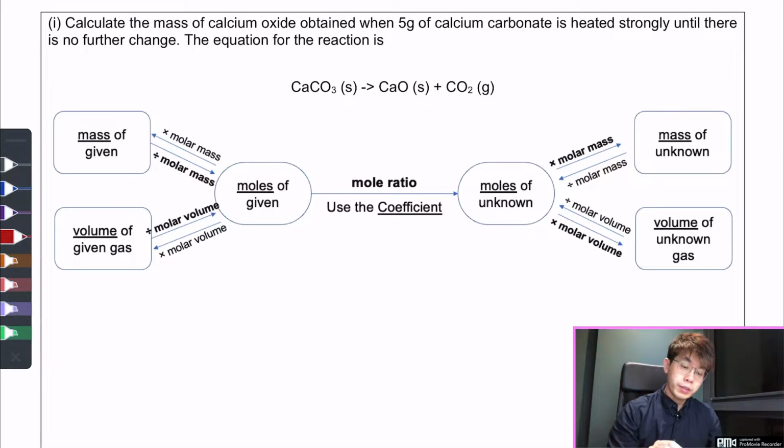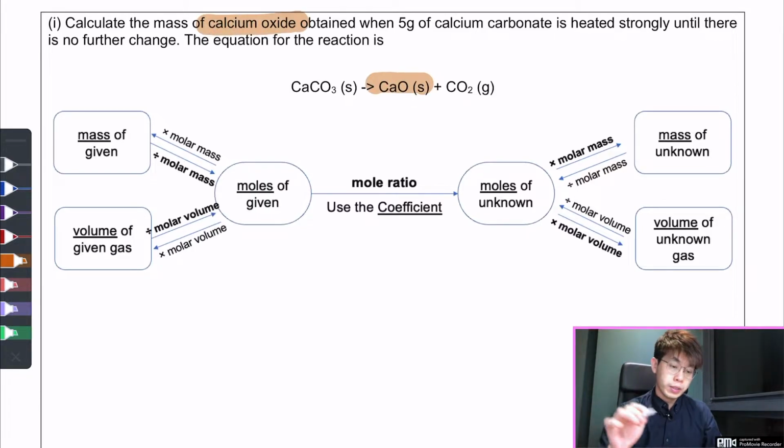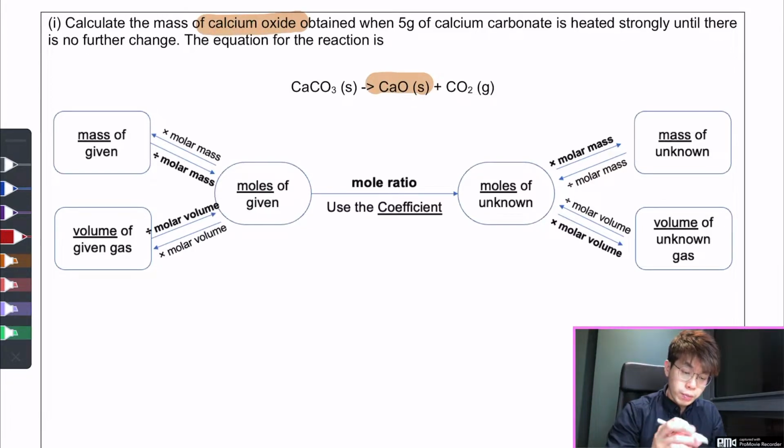We are given: calculate the mass of calcium oxide. So we need to know which one is calcium oxide. Let me just highlight it in this color for you. This is calcium oxide, and I want to find the mass. So let me just write here, question mark grams. I hope you are annotating it with me.